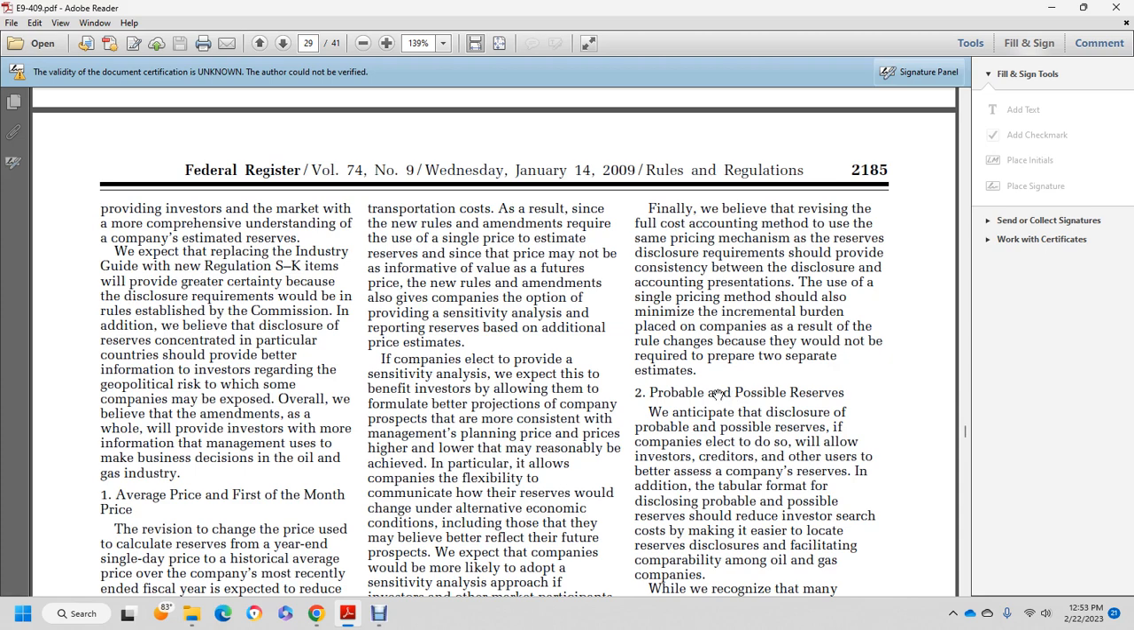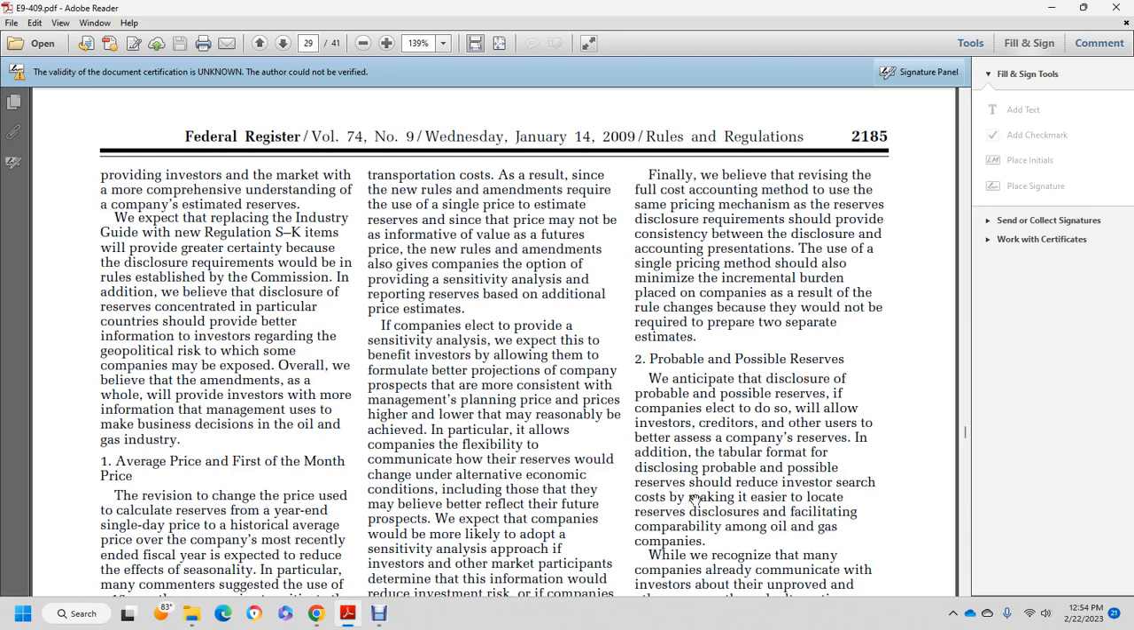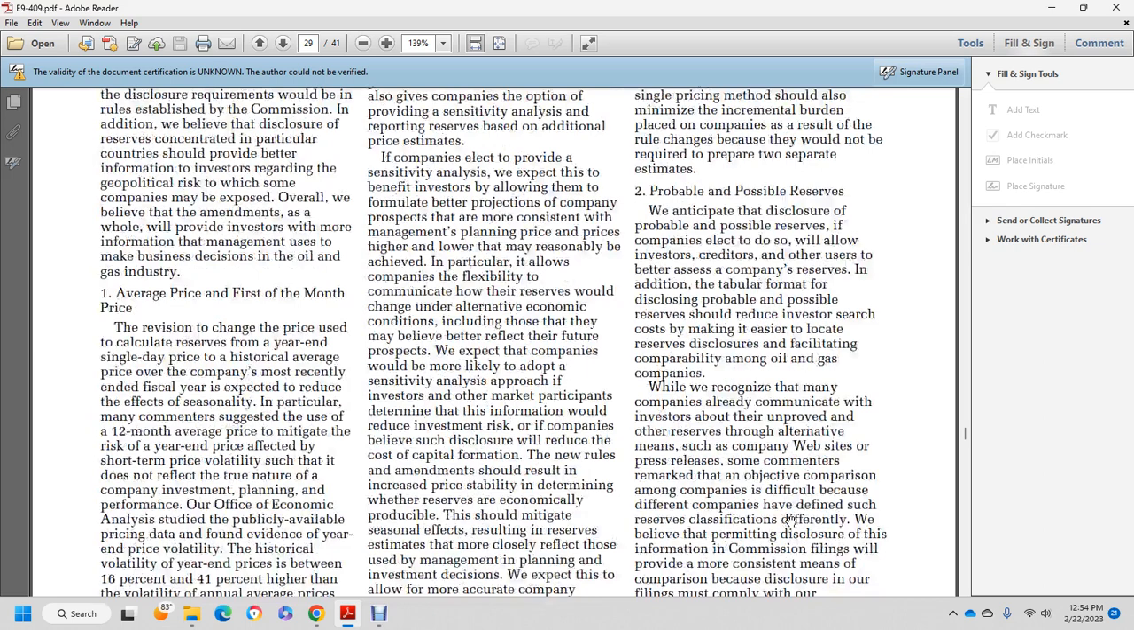Regarding probable and possible reserves, the disclosure of probable and possible reserves by the company will allow investors and creditors to make better use of the company's reserve information. In addition, the tabular form of the disclosure of probable and possible reserves should reduce investor search costs, making it easier to locate the reserve disclosure and facilitating comparison among oil and gas companies, although companies already communicate to investors about unproved and other reserves by alternative means such as company websites or press releases. Commenters argued that an objective comparison among companies is difficult because different companies define reserve classifications differently.